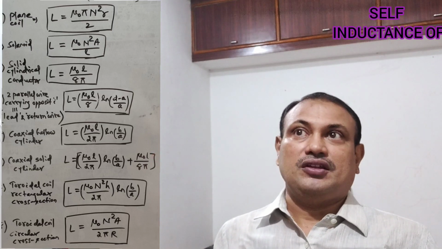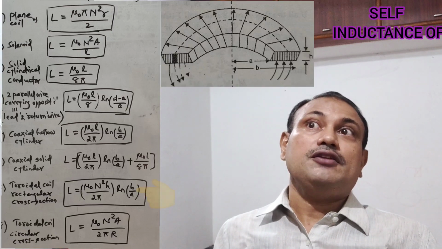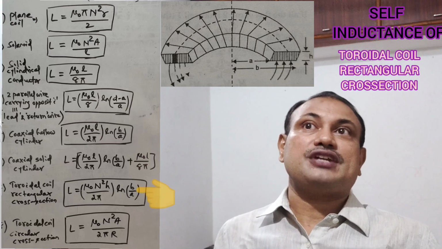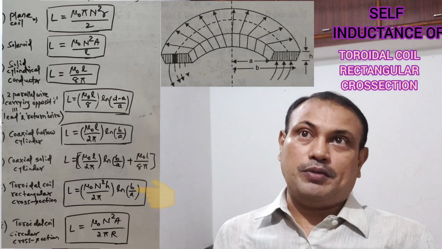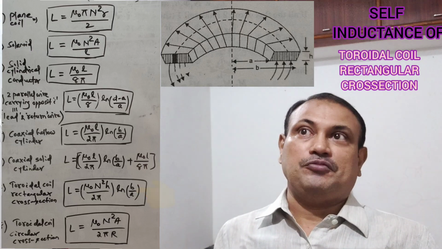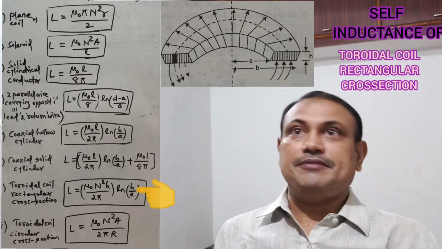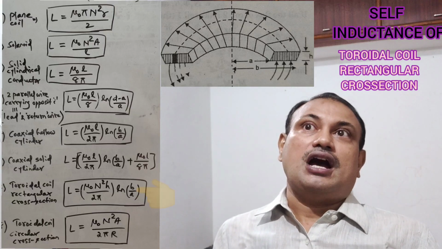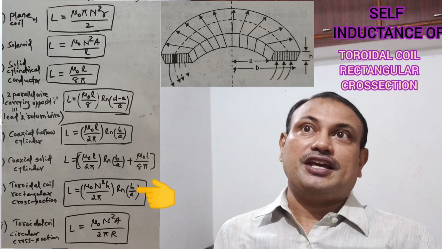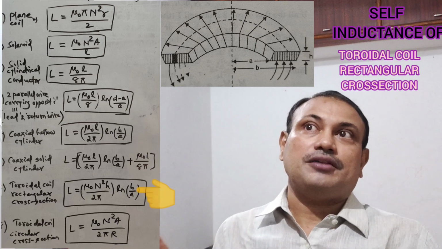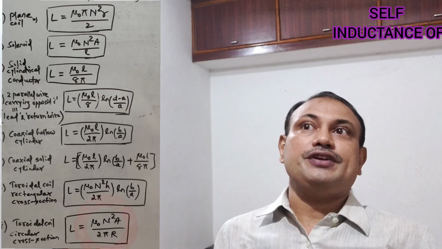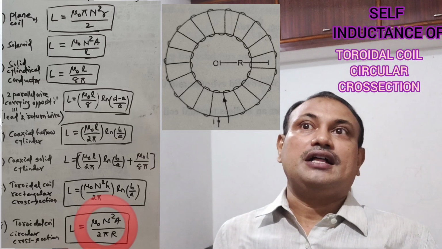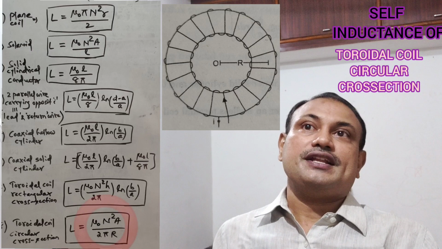within brackets, mu 0 times small l upon 2 pi times ln b by a plus, as usual, mu 0 l by 8 pi. Now, for the toroidal coil with a rectangular cross section, the self-inductance is mu 0 times n square h by 2 pi times ln b by a, where a and b are the respective inner and outer radii of the toroid, n is the number of turns, and h is the width of the toroidal solenoid. In the same way, for the toroidal coil with circular cross section, you have to replace in the formula, that is mu 0 times n square a by 2 pi r.